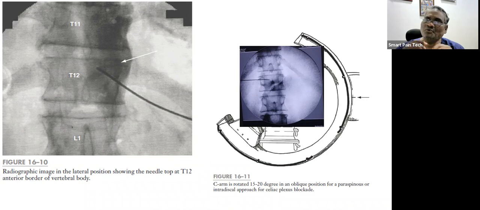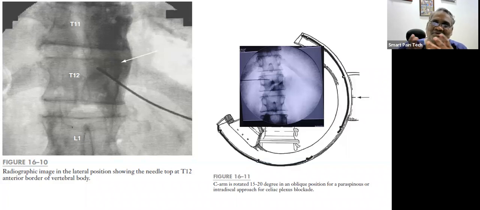Now books say that you do it with a local anesthetic, and if there is a good block, then you call the patient for a next sitting or the next day for a neurolytic plexus block. But my practice has taught me one thing: the patient never comes back. I work in a government setup. I charge only 1,500 rupees. Still they don't come.